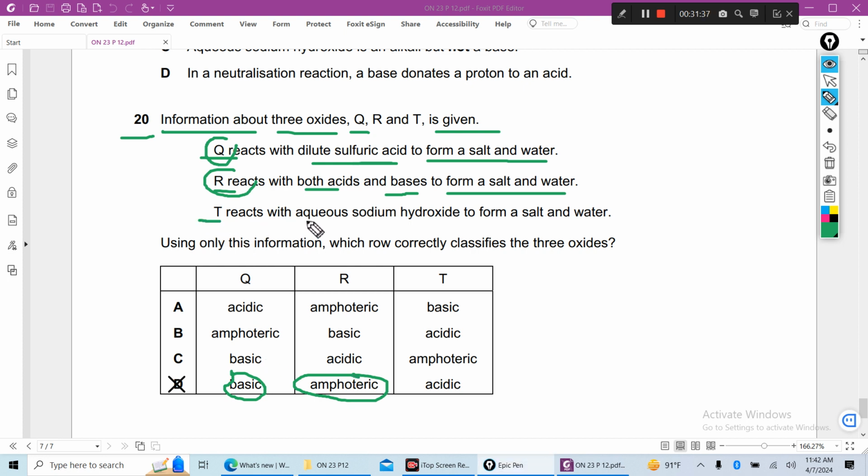T reacts with aqueous sodium hydroxide. Sodium hydroxide is an alkali. As T reacts with an alkali, that means T oxide is an acidic oxide. So the answer is D. This Q, R, T match with D, so D is the correct answer.